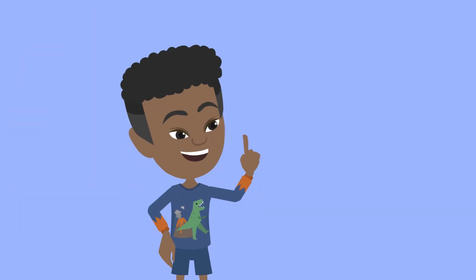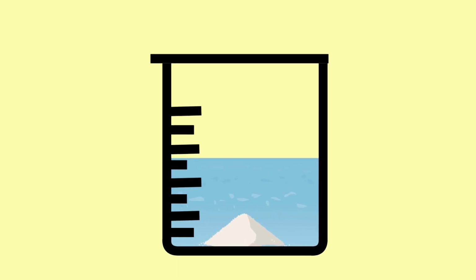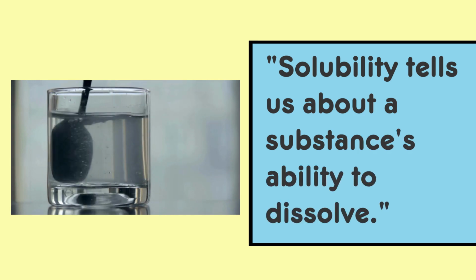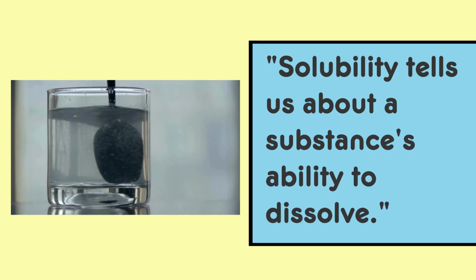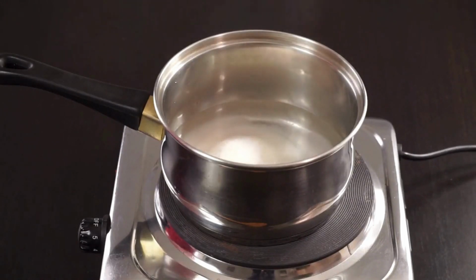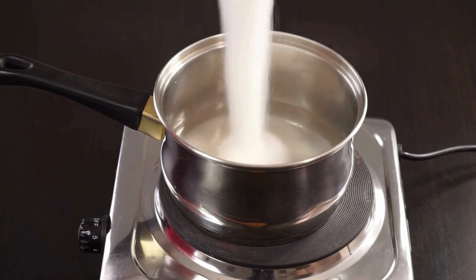Here's your game plan, using our keen observation skills. Let's ponder the solubility of sugar in water. Solubility tells us about a substance's ability to dissolve. So how well do you think sugar dissolves in warm water? Contemplate the nature of sugar and water, considering their physical states at 60 degrees Celsius. How might they interact with each other?